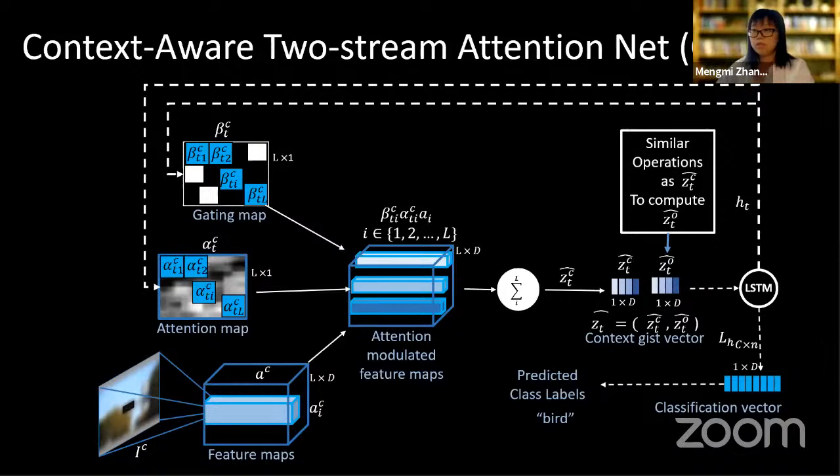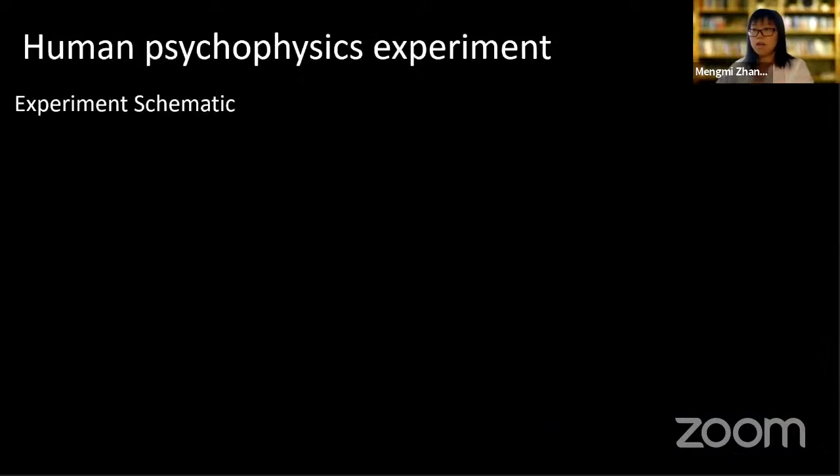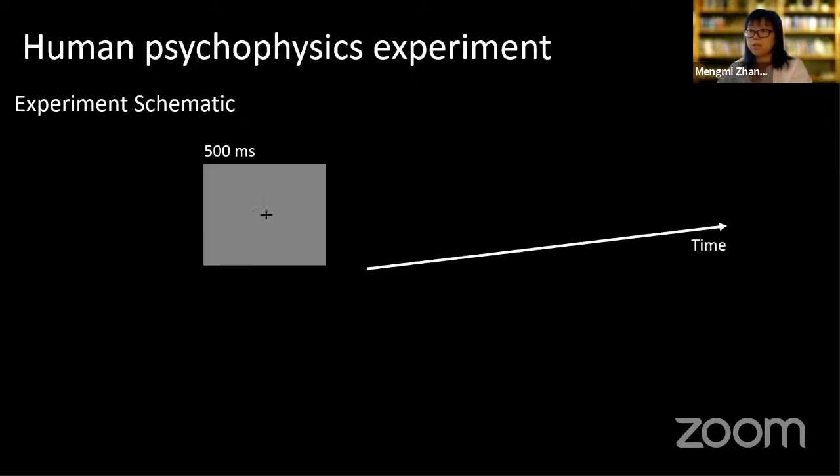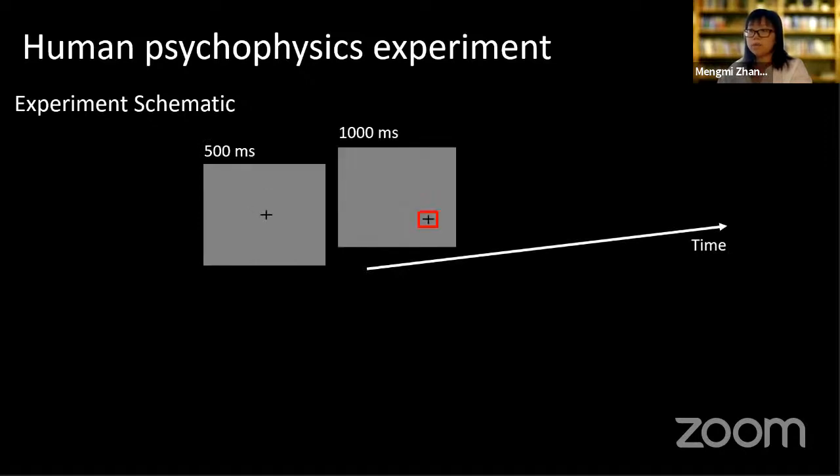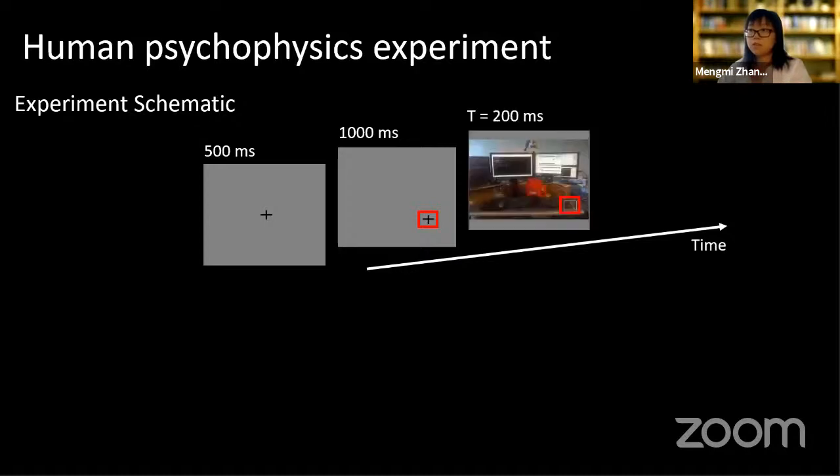Okay. So therefore, let me now move on to the essential benchmarks, where we conducted a series of psychophysics experiments using MTurk. Here is our experiment schematic. Subjects were first presented with a fixation cross for 500 milliseconds, followed by a bounding box indicating the target object location for under 1 second. In most of the experiments, the image was then shown for 200 milliseconds. After the image offset, subjects type a word to identify the target object.